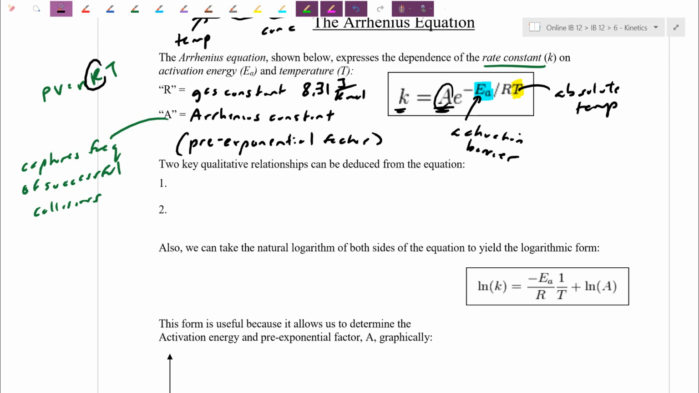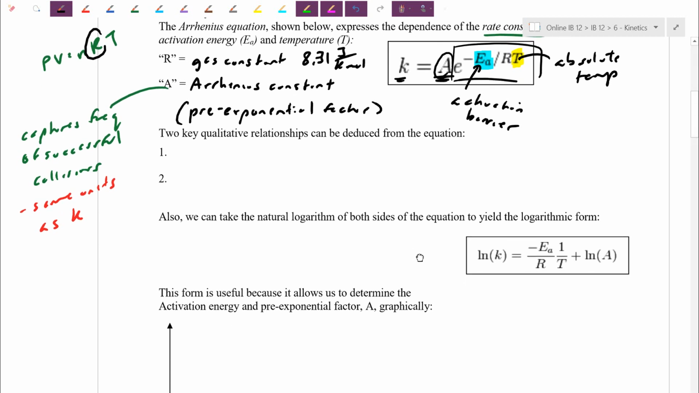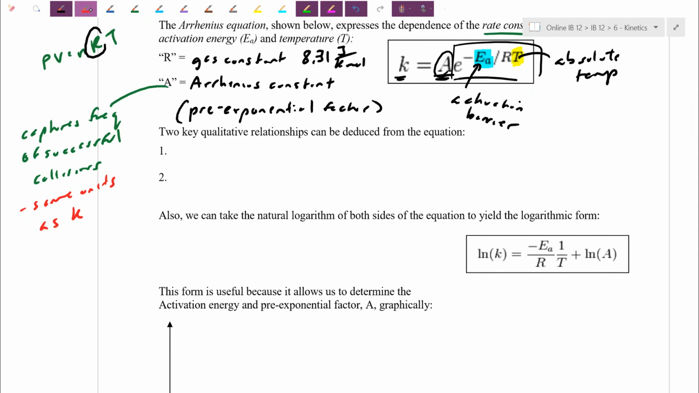The A here is actually where we get the units. Through the exponent, we can't get any units there. So the A will always have the same units as k. And remember, k was that really funny thing. Depending on what orders of reaction, it just needed to get rid of all the other units that it didn't want and leave you with molar per second. All right? So there are two qualitative relationships that we can look at in this formula.